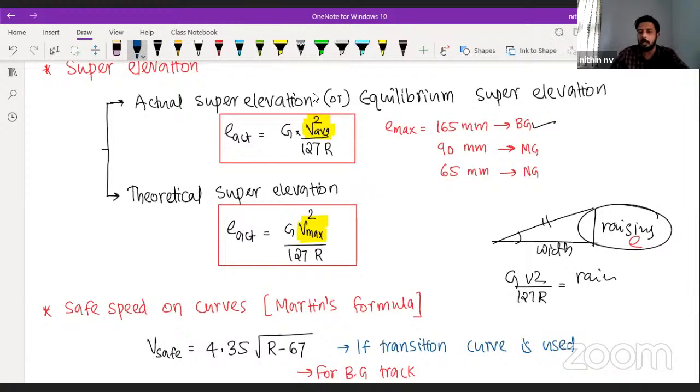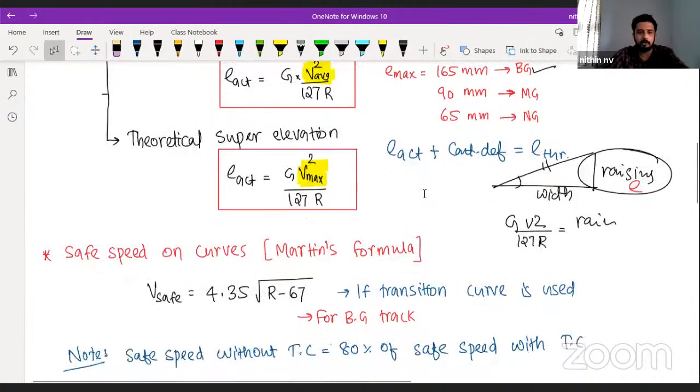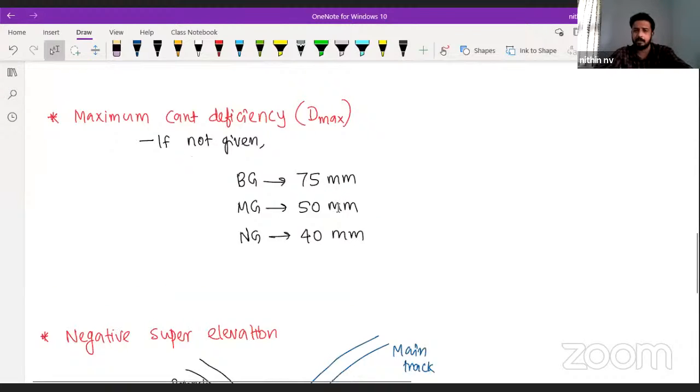Now, how can we convert an actual super elevation, or if they are giving an actual super elevation, how can we find the theoretical super elevation? There is a simple equation. The actual value of super elevation plus the maximum cant deficiency will give you the theoretical value of super elevation. Understood? What is this cant deficiency? Somewhere here I have written it. I will explain that later.